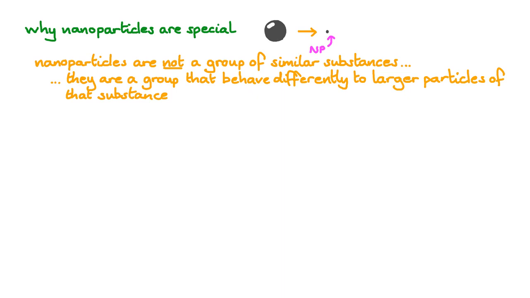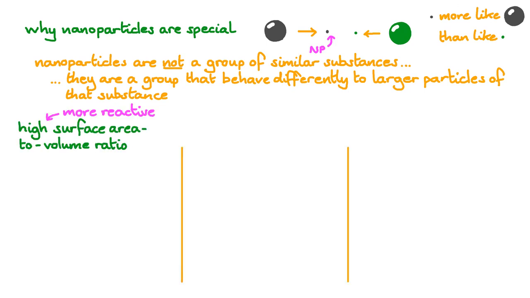So let's imagine we take a substance and we turn it into a nanoparticle, and we compare it to another substance that we've also turned into a nanoparticle. The chemical properties of that little nanoparticle are going to be more like the larger particle of the same substance than a different type of nanoparticle. Now, let's have a look at the things that make nanoparticles special.